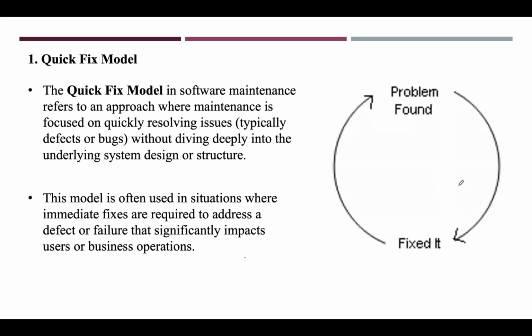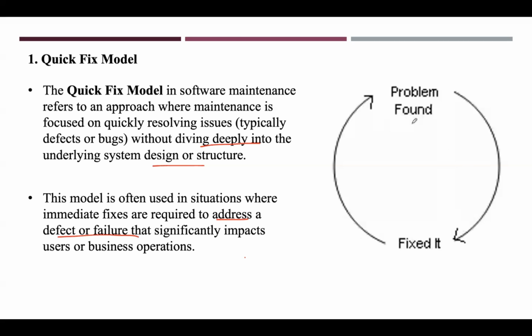The models which come under software maintenance: first is the quick fix model, which refers to a maintenance strategy where the focus is on rapidly addressing and fixing critical issues like bugs, errors, or security vulnerabilities with minimal changes to the system. So it won't dive deeply into the underlying system design or structure. This approach is often used in scenarios where immediate solutions are necessary and the fixes are relatively small and straightforward. And these are even required to address defects or failures that significantly impact users or business operations.